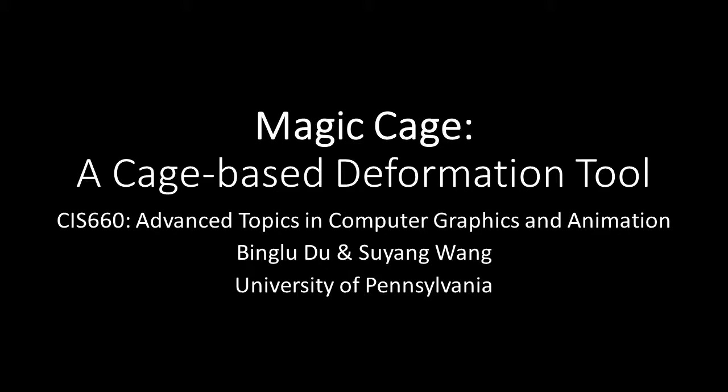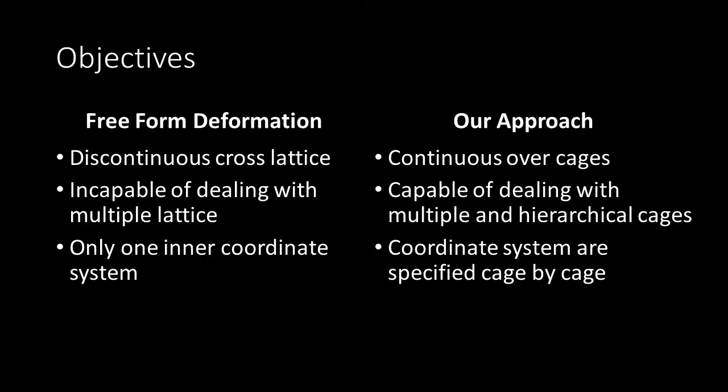Hi, this video is about the Magic Cage Maya plugin, which provides cage-based deformation that is better than FFD. Our objective in creating this tool is to make improvements on free-form deformation. Currently, FFD is discontinuous across lattice edges. It only allows a single lattice specification on an object, and it doesn't have flexibility in the inner coordinate system.